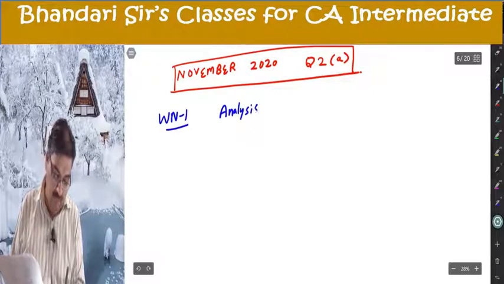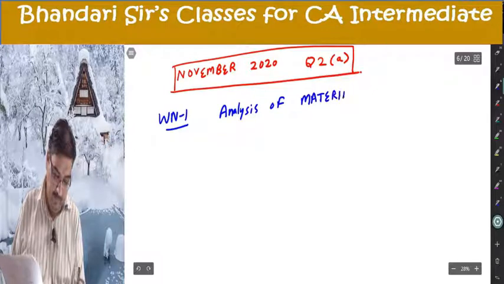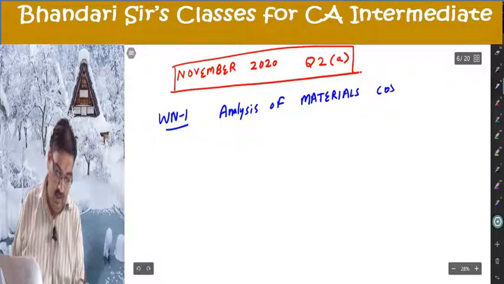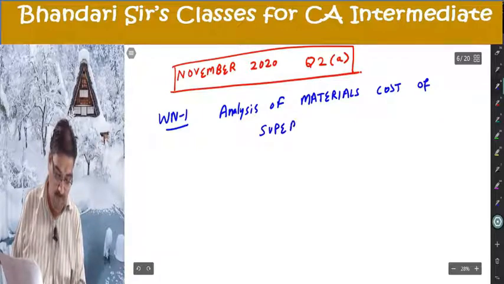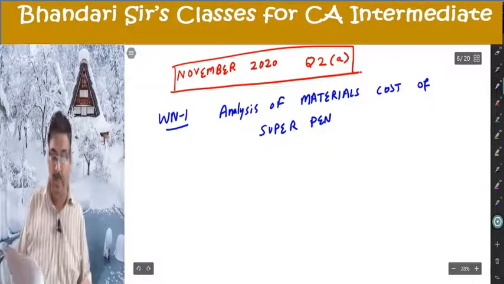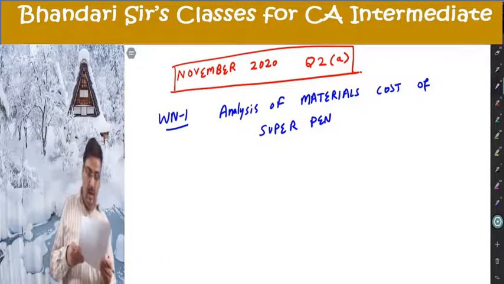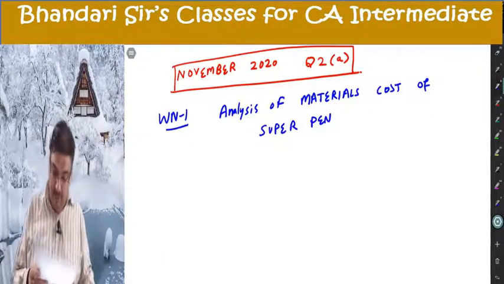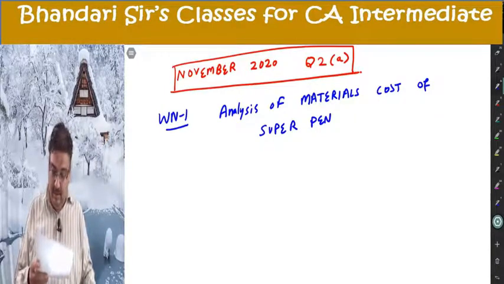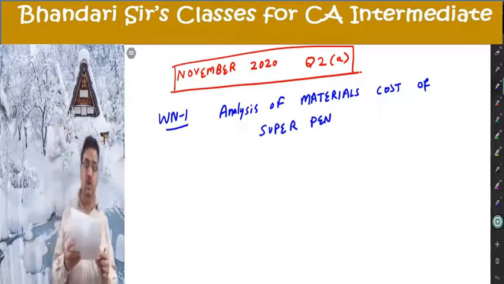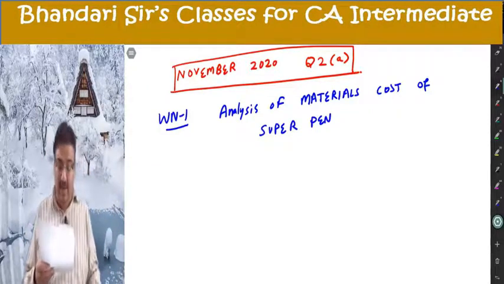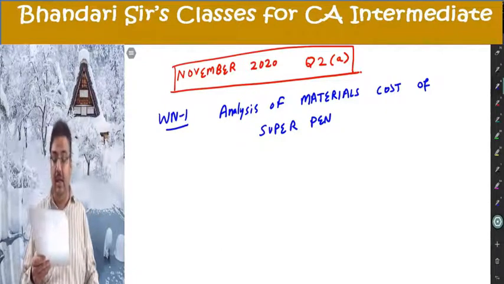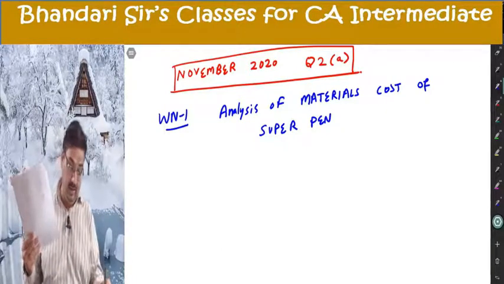Analysis of materials cost of super pen. I am reading the information given there. It is written, it is ascertained that direct material cost in super pen was twice as much as direct material in normal pen. I am writing this language here.